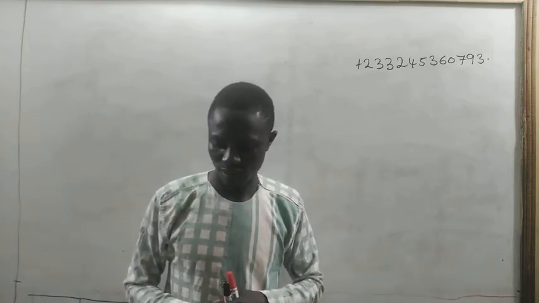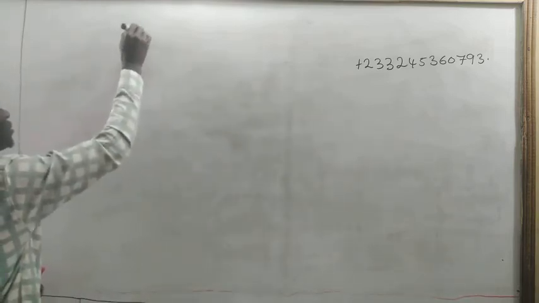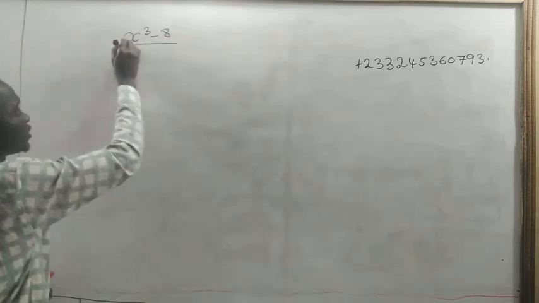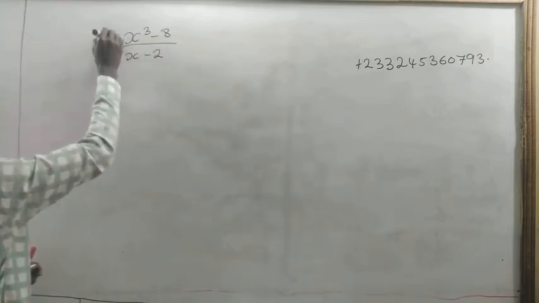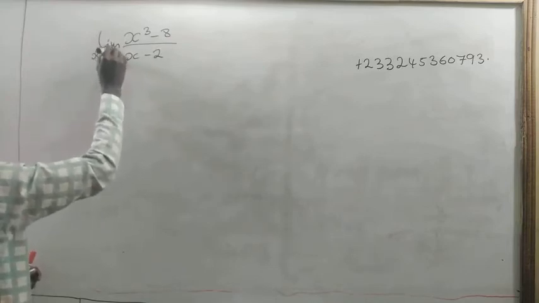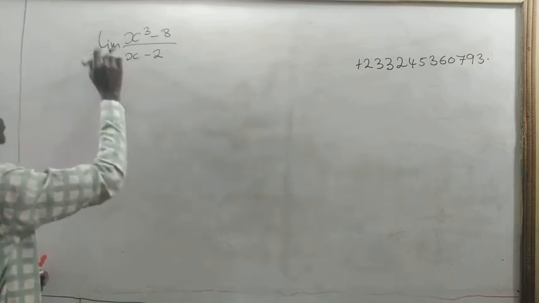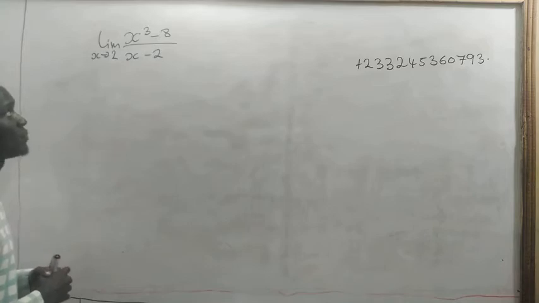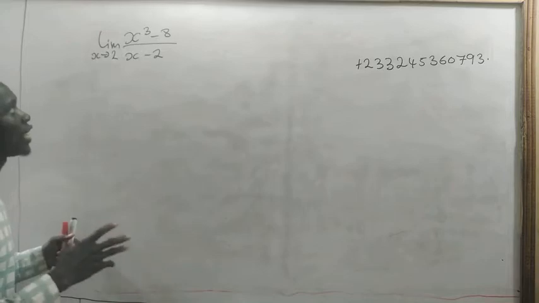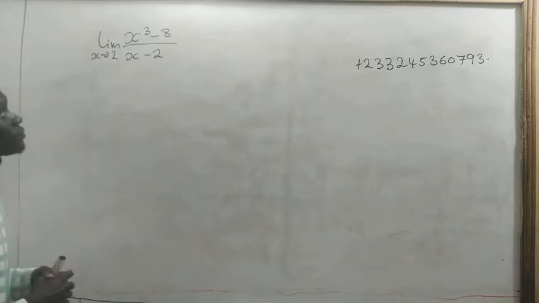Let's take the first question. We are going to consider x cubed minus 8 divided by x minus 2. So the limit as x approaches 2 of this function. So we are taking the limit of x cubed minus 8 divided by x minus 2 as x approaches 2. How do we evaluate this limit using factorization?